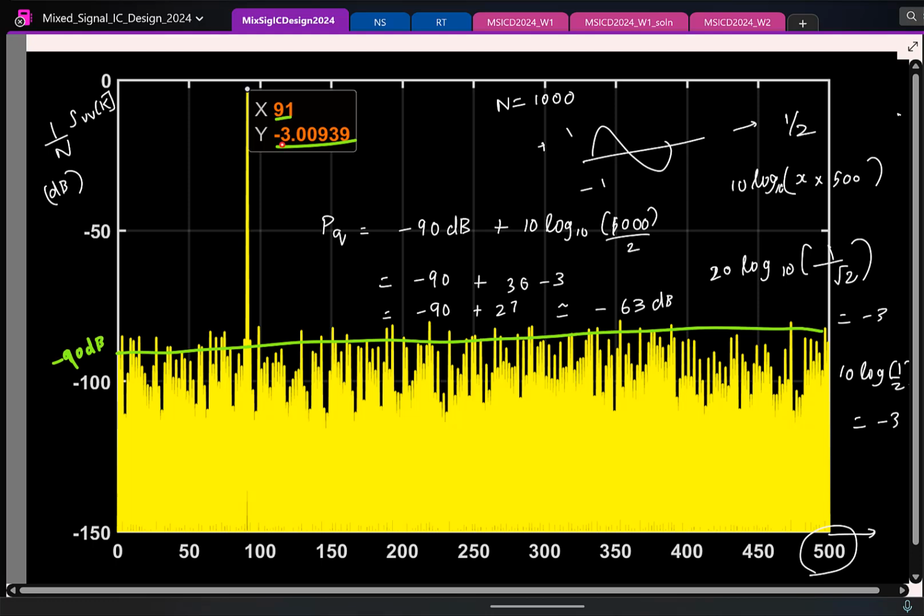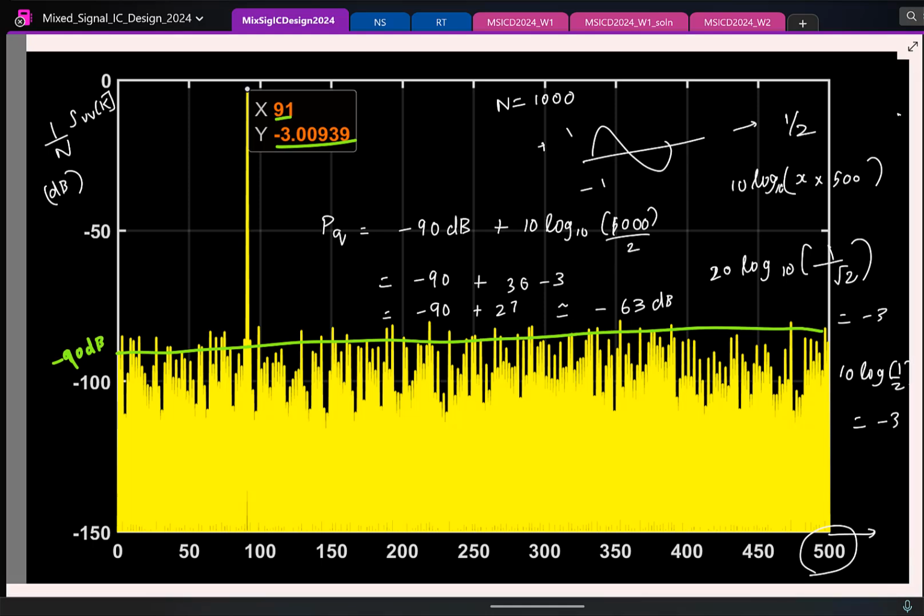So now signal power is minus 3 dB, noise power is minus 63 dB. So the signal to noise ratio is 60 dB. Fine. For a 10 bit ADC, that's typically the expected number. This is a rough calculation, right? So a couple of dB error is okay. If someone says that this is a 16-bit ADC, you can vehemently deny that, that's not possible.